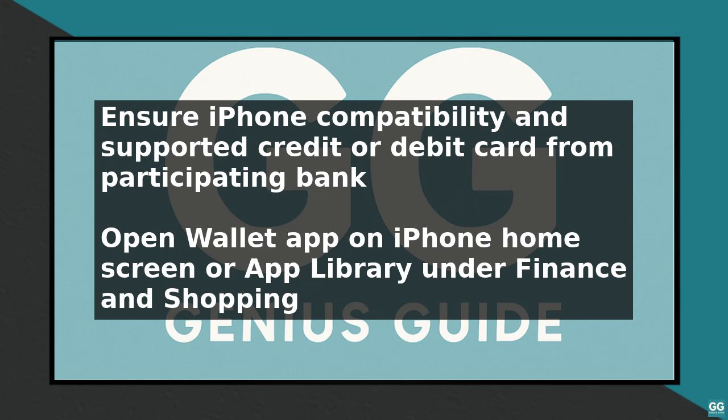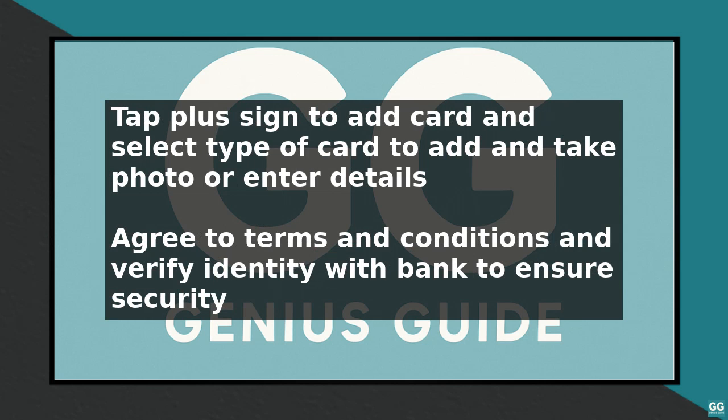Next, tap the plus sign in the top right corner of the screen to begin the process of adding a card. You will be prompted to select the type of card you want to add, such as a credit or debit card. Choose the correct option and then take a photo of your card or enter the card details manually.